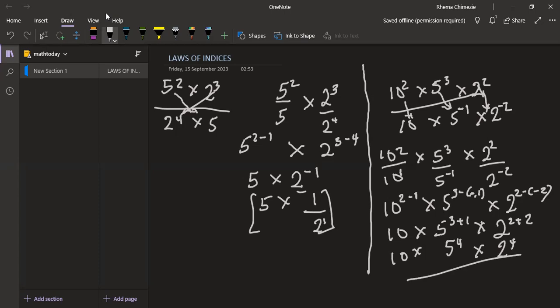You can leave your answer this way. So that is it. We just applied the first laws of indices, that is the law of multiplication and division, or what you guys normally call the law of addition or subtraction of powers, as the case may be. We'll meet in the next class.